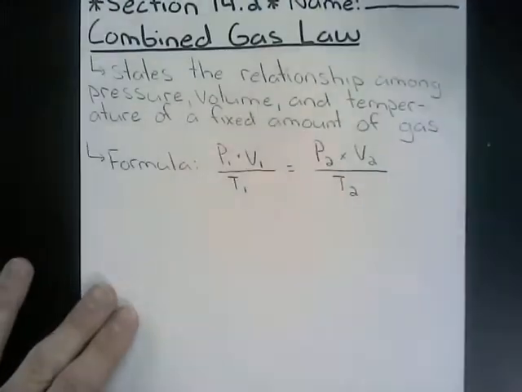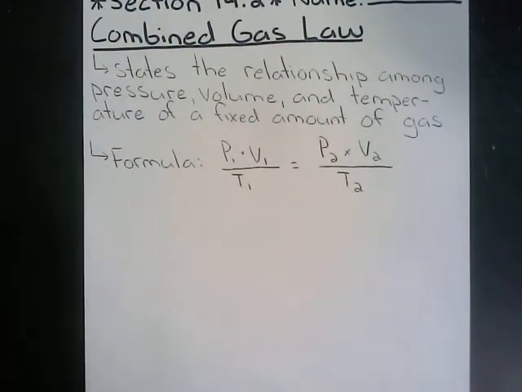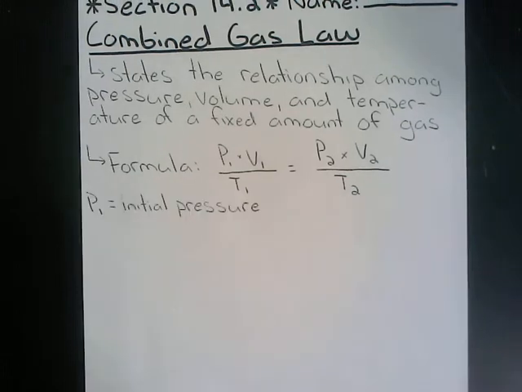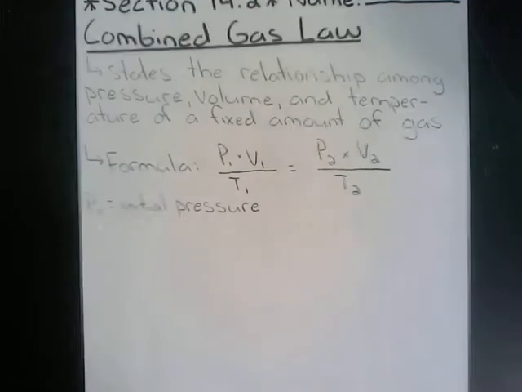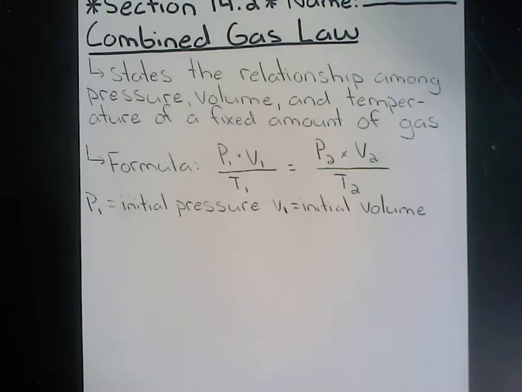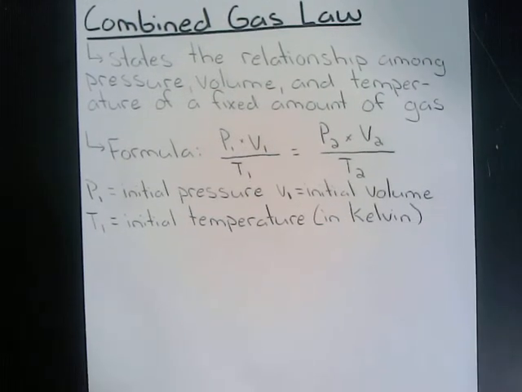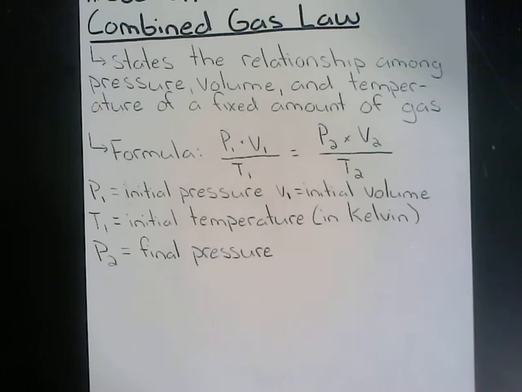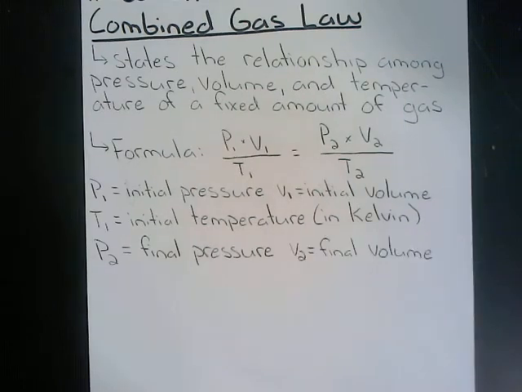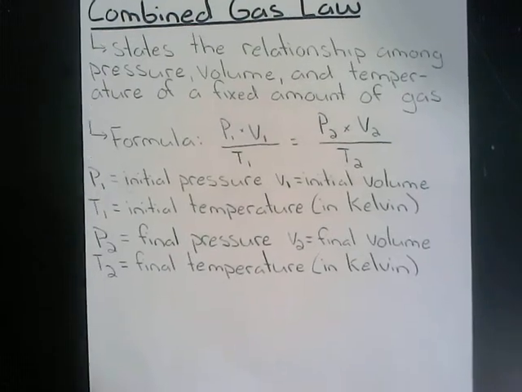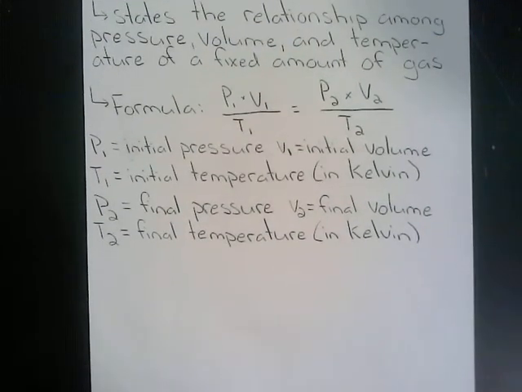Now, just to go over our units here, our P1 is the initial pressure, our V1 is our initial volume, our T1 is our initial temperature, and this needs to be in Kelvin. Then our P2 is our final pressure, our V2 is our final volume, and our T2 is our final temperature, and it must also be in the units of Kelvin.